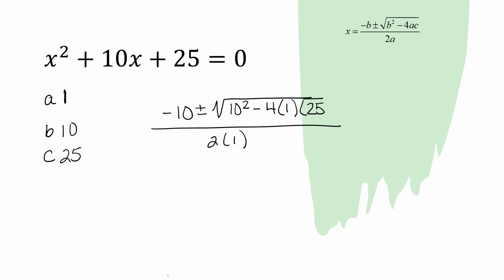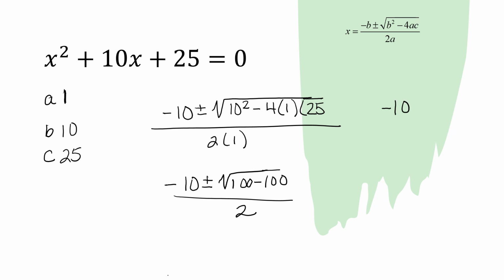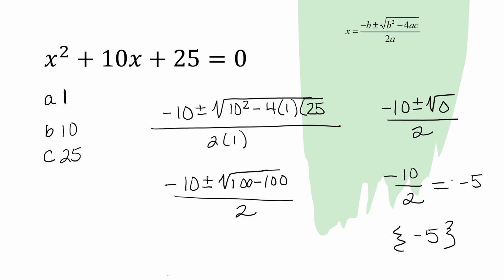So when you simplify that, you get negative 10 plus or minus the square root of 100 minus 100 all over 2. 100 minus 100 is 0, so we have negative 10 plus or minus the square root of 0 over 2. We know the square root of 0 is 0, so then you have negative 5 over 2, and your answer is negative 5. This is a parabola that is going to be right on the x-axis, so you're only going to have one answer here.